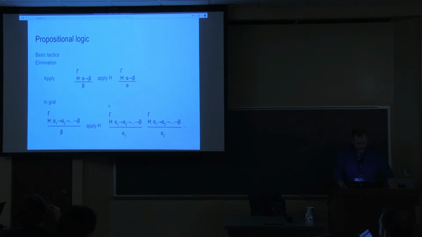Those are the introductions. Now we want to go the opposite way, and that's elimination. If we have in the hypothesis an implication, alpha implies beta, and we want to prove beta, we apply the hypothesis, and now we only have to prove alpha, because by the hypothesis we have beta then. This can generalize to a long chain of implications. Basically, if I have a chain, I have to prove every one of the elements of that implication chain.